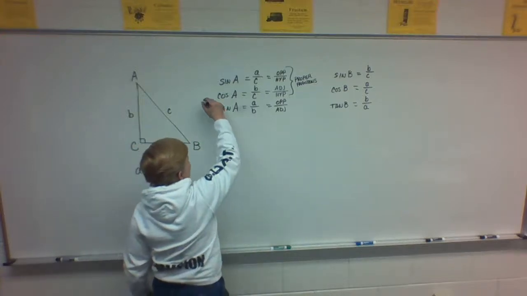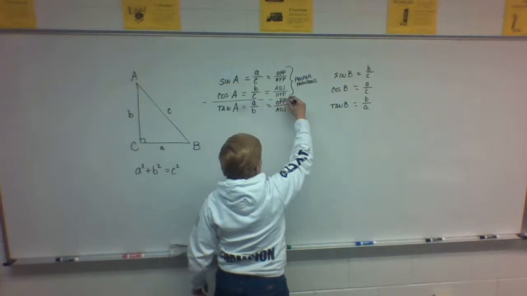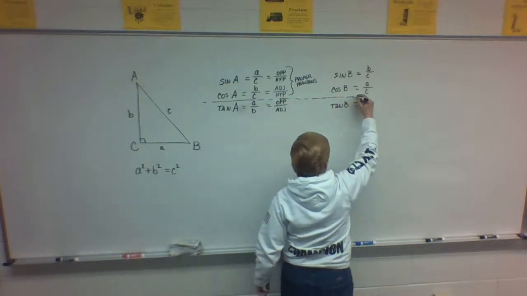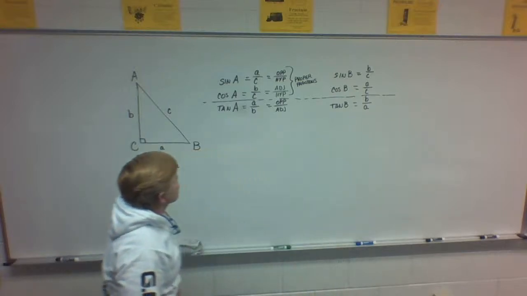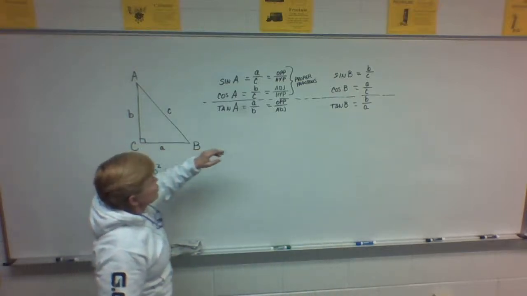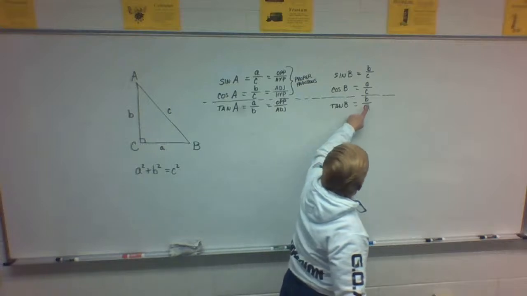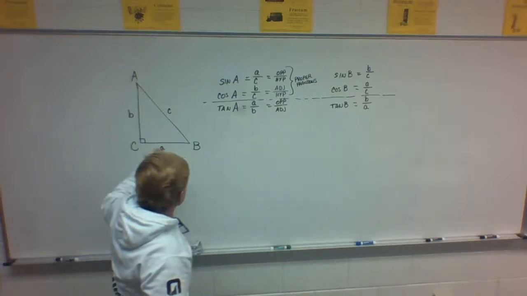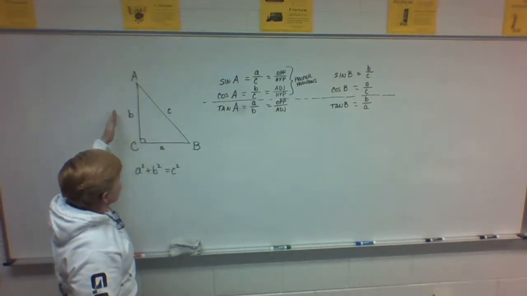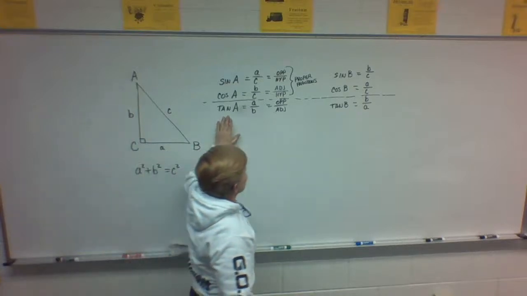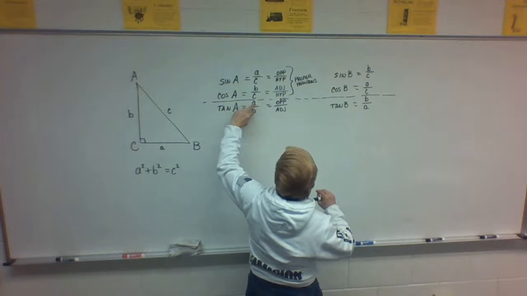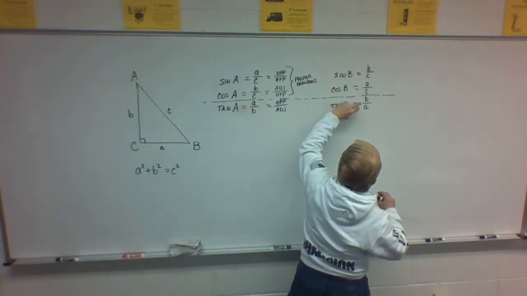Now tangent's kind of in a world all his own. If you were playing that Sesame Street game, he would be the one that doesn't belong. First of all, there's no hypotenuse in his ratio. The tangent ratio is made up entirely of legs, whether it's this one over this one or this one over this one. And the tangent of A and the tangent of B are always reciprocals. If this is A over B, you can expect the tangent of the other angle to be B over A.